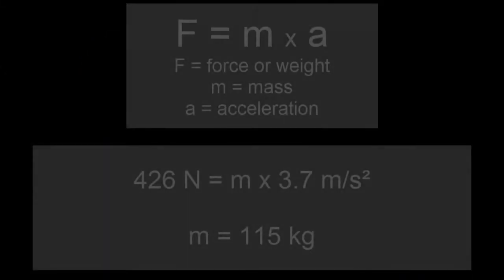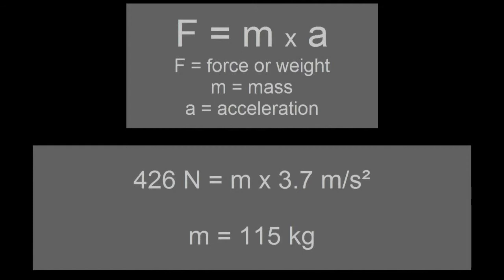Once more, by using F equals ma, while using the Martian gravity of 3.7 meters per second squared, we can find out how much more mass the belt would need to add in order to make the astronaut weigh the same while on Mars. In this case, the astronaut will need an extra 115 kilograms in order to weigh the same on Mars as on Earth.